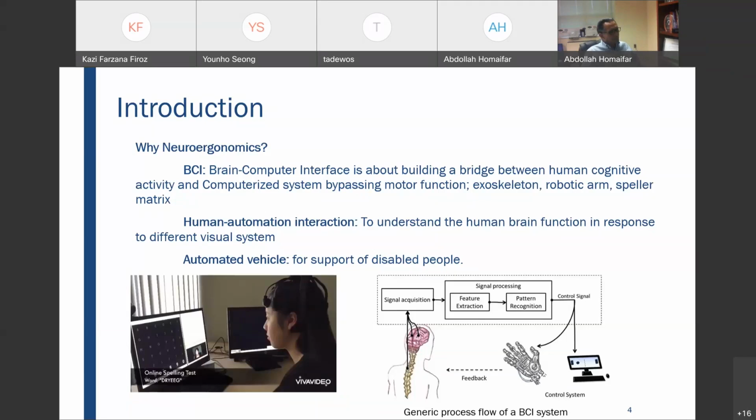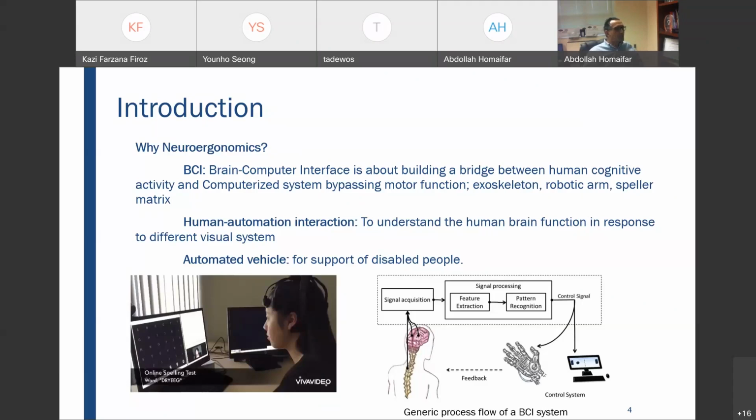When it comes to human automation interaction, people who work on the technological side often do not think of the human. But when we work with neuroergonomics or ergonomics, we include the human and try to understand how the human is interacting with automation: what kind of tasks will affect the human, how decision making, trust, and emotion are affected, what kind of visualization will help them, and so on.